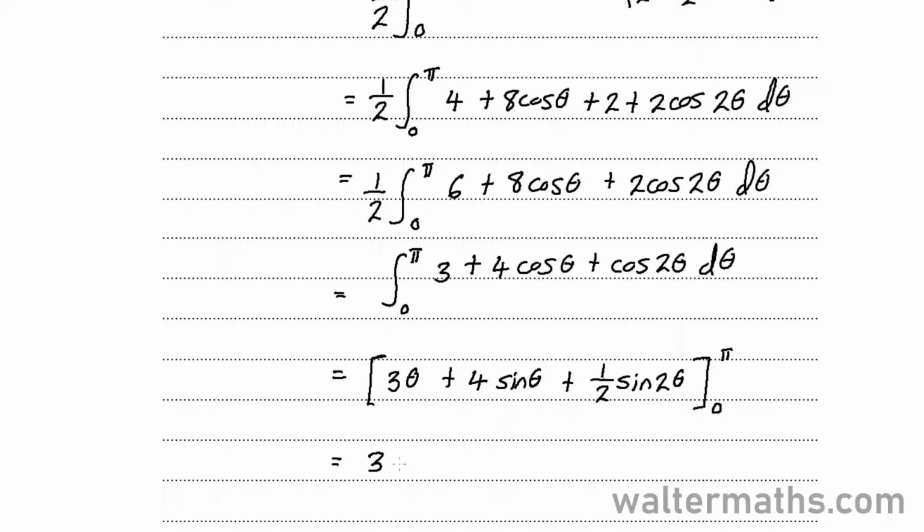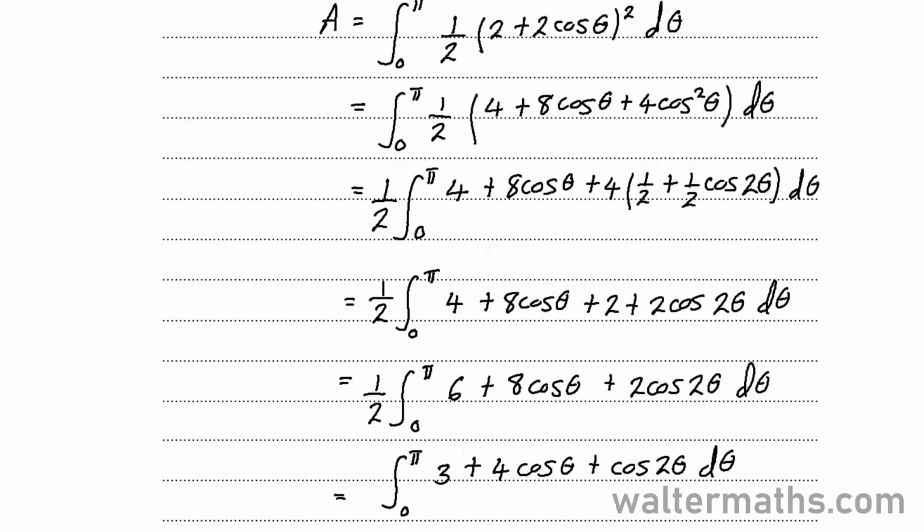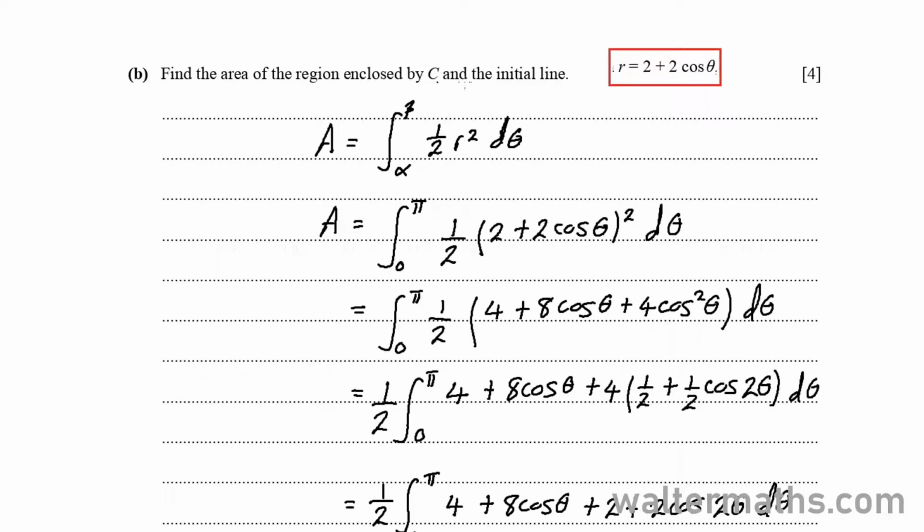So I'll be having 3 of pi, plus 4 sine pi, which is 0. Sine pi is 0, and a half sine of 2 pi, which again is 0. So it's going to be minus, and I substitute 0 for theta again. So 3 of 0 is 0, 4 sine 0 is 0, and half sine 0 is again 0. So it's minus 0. So we are getting our answer as 3 pi. So that's what we get as the area enclosed by C and the initial line.